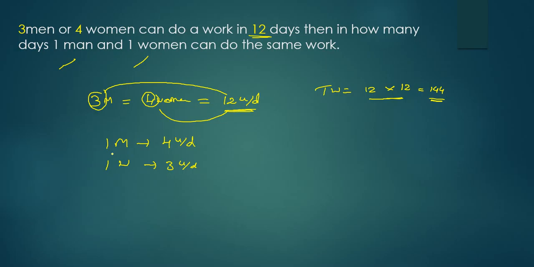Now the question here is 1 man and 1 woman. So 1 man and 1 woman together are doing how many units per day? 7 units per day. Together they are doing 7 units per day. If they work together, the total work can be completed in how many days? What is the total work? 144. And what is the work done per day? 7. Simplify this. That is 144 by 7. So 144/7 days.